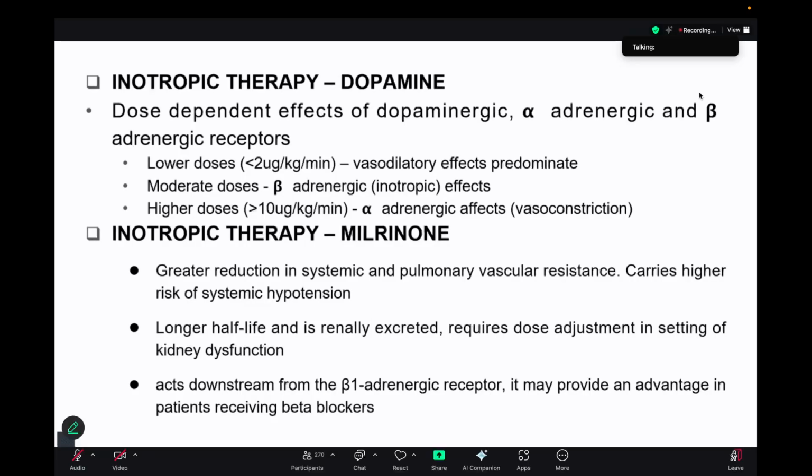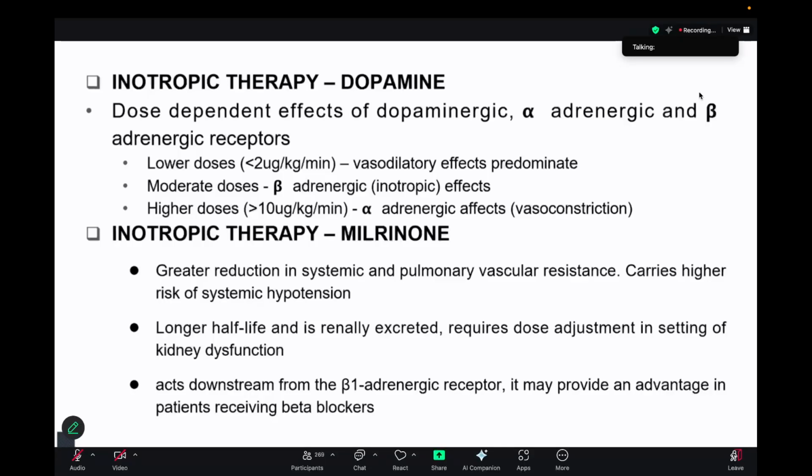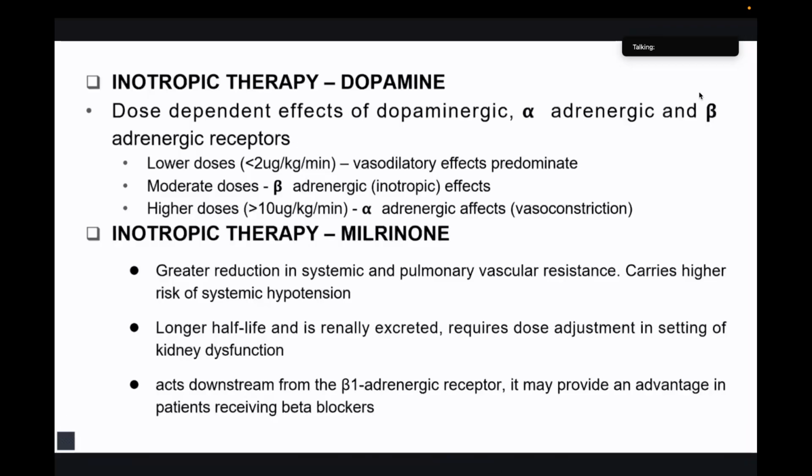For dopamine, this has a dose-dependent effect on the dopaminergic, alpha-adrenergic, and beta-adrenergic receptors. So if you give dopamine at low doses, it will have a predominantly vasodilatory effect. If you give it in moderate doses, it will have effects on the beta-adrenergic receptor, hence it increases contractility. But if you give dopamine in higher doses, meaning more than 10 micrograms per kilogram per minute, it will act on the alpha-adrenergic receptors, resulting in vasoconstriction.